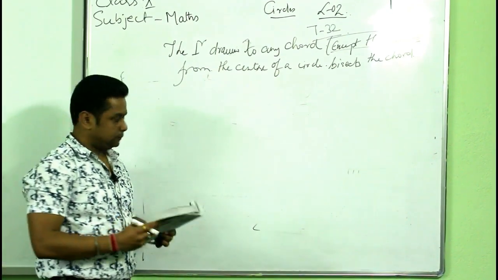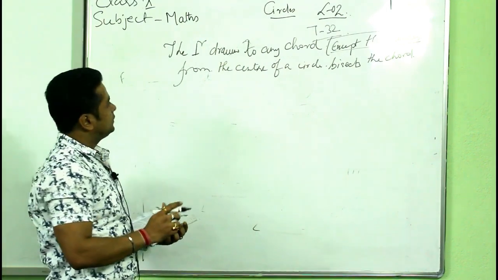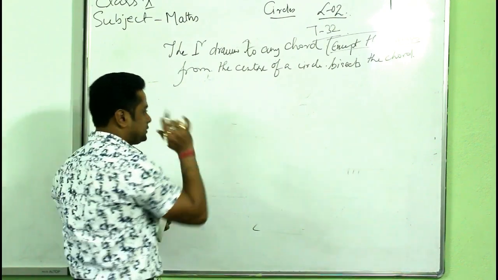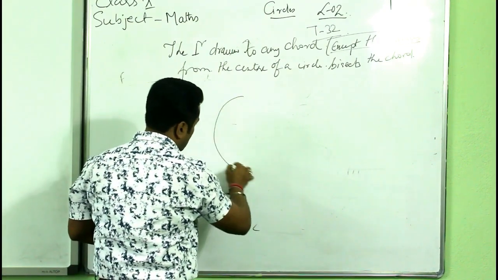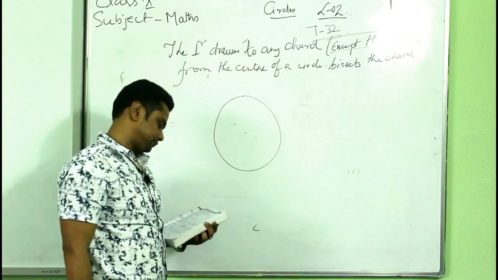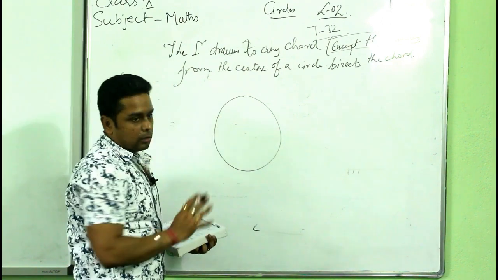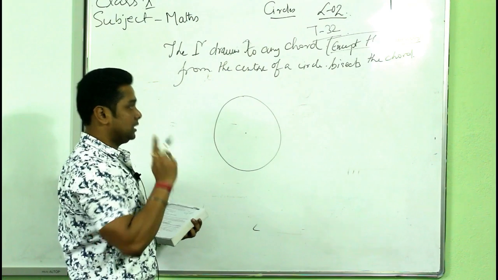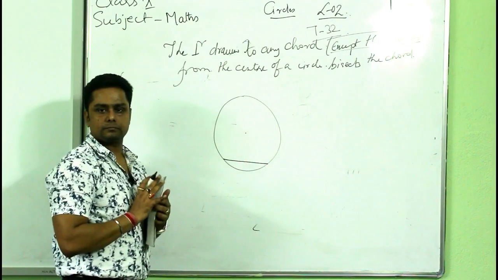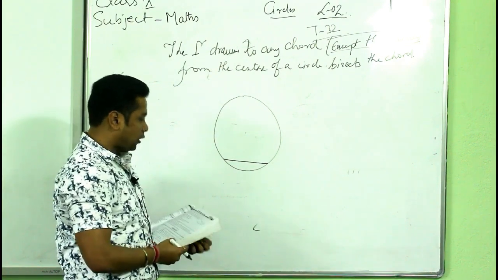Okay. Now we will draw as per the theorem so that you understand. That means this is a circle theorem. You need a circle first. Okay, let's draw a circle. Okay. What is this? Center. Very fine. The perpendicular drawn to any chord. Okay, that means we need a chord. Let's draw a chord. The perpendicular drawn to a chord from the center.